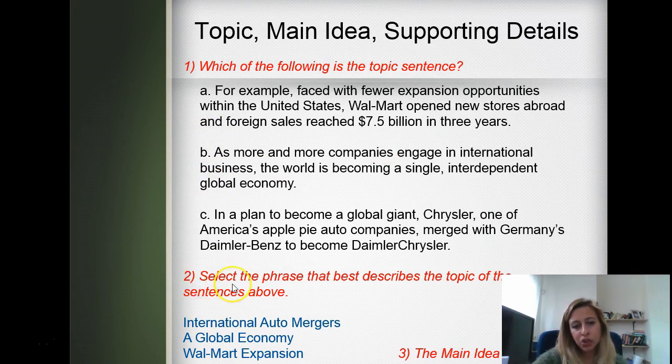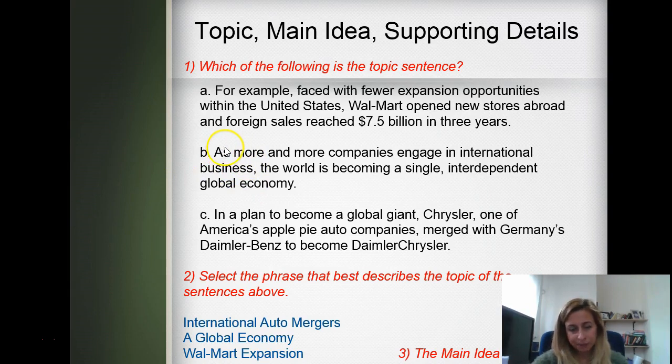And let's look at question 2. Select the phrase that best describes the topic of the sentences above. International auto mergers, a global economy, Walmart expansion. Walmart expansion cannot be international auto mergers or a global economy. Now here, auto merging is only this paragraph or this sentence, I'm sorry. And the topic is here, B.